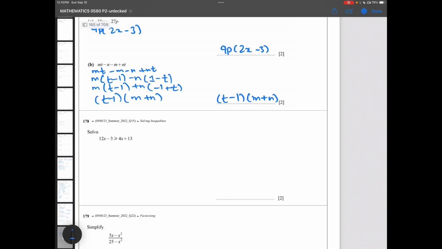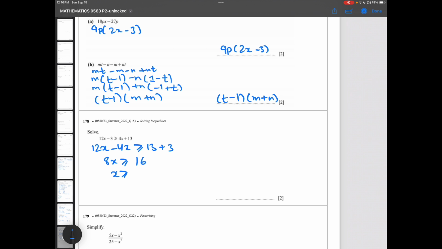In question number 178, we have to solve the inequality 12x minus 3 greater than or equal to 4x plus 13. We solve inequalities in the same way as we solve algebraic equations. On the right hand side we have 4x. When I move 4x to the left side, it will be subtracted. So 12x minus 4x is greater than or equal to, if I shift minus 3 to the right side, it will be added over there. So 12x minus 4x is 8x greater than or equal to 13 plus 3, which is 16.